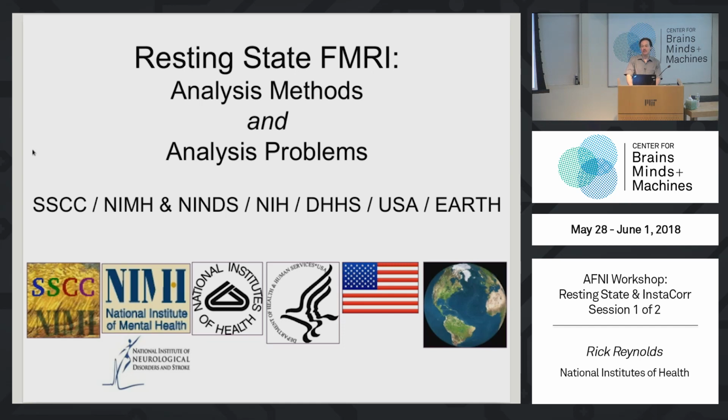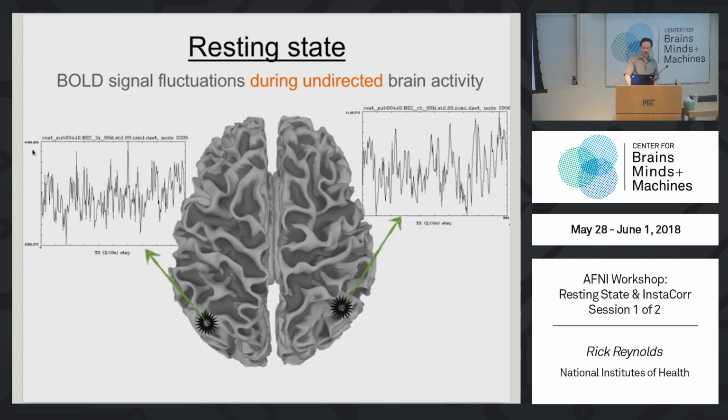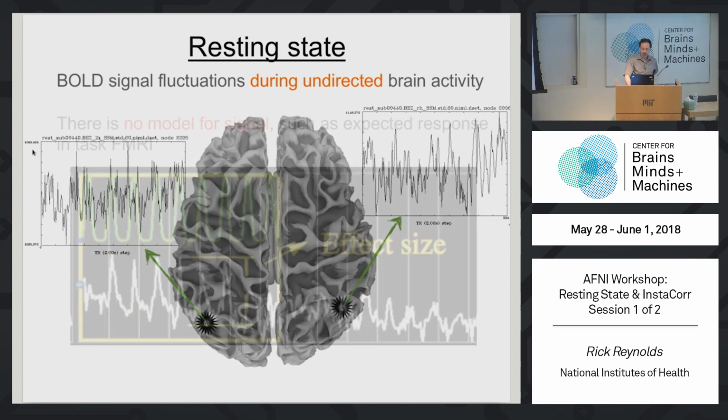We'll do resting state analysis, and we'll bounce around a little during this. I think I'll just run through these slides very lightly, and then maybe we can actually just start a little resting state analysis on our laptops. And we're also going to talk about the InstaCorr stuff and the Insta features, and those are in the AFNI GUI. So resting state activity: bold signal fluctuations during undirected brain activity.